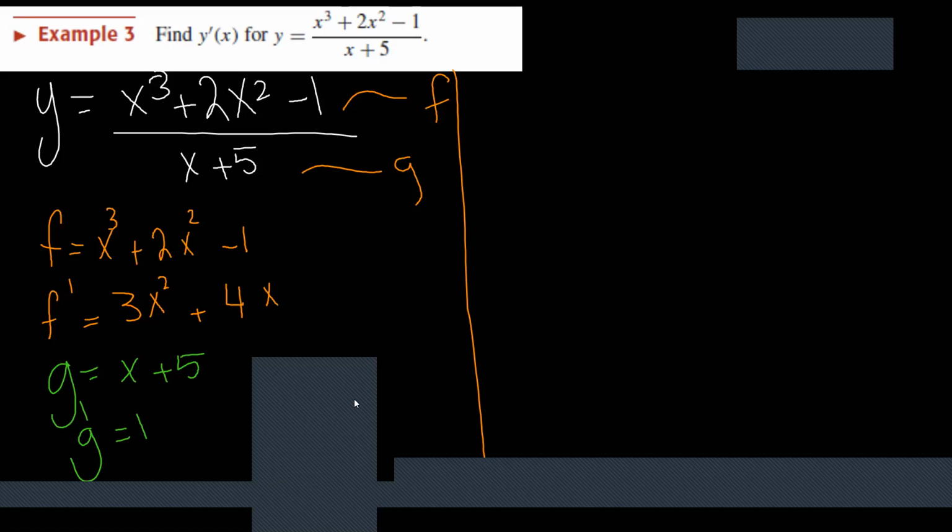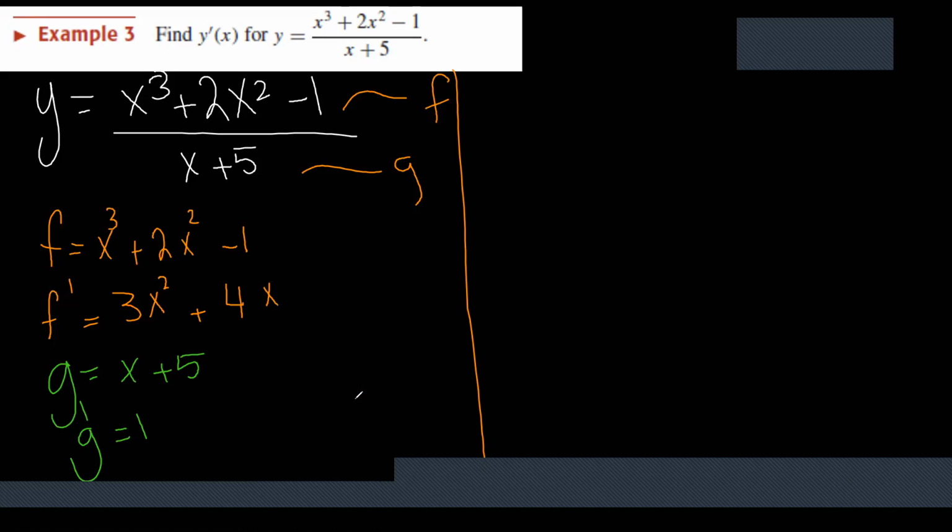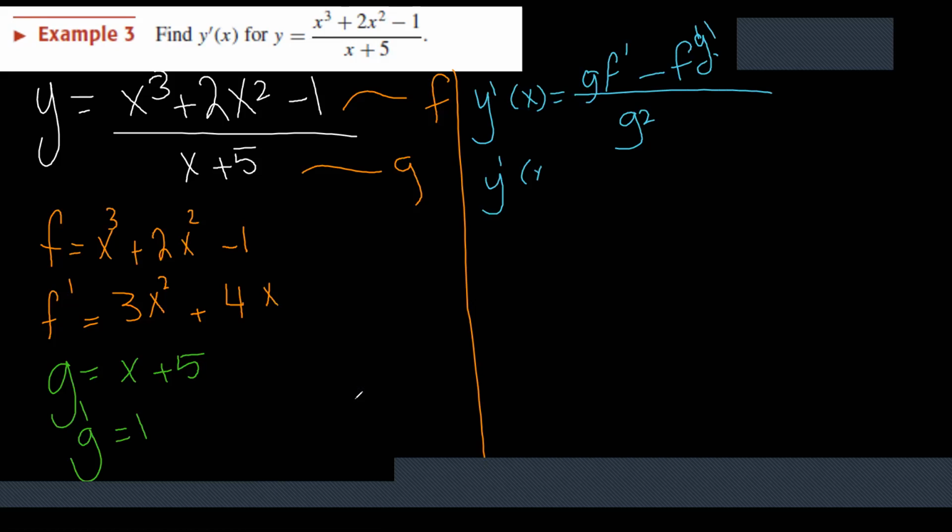Yes. Okay. Now I have to find y prime of x. y prime of x is, the denominator is g squared, and up is g f prime minus f g prime. Now g squared is, sorry, x plus 5 squared.